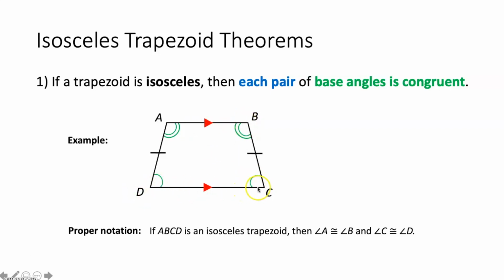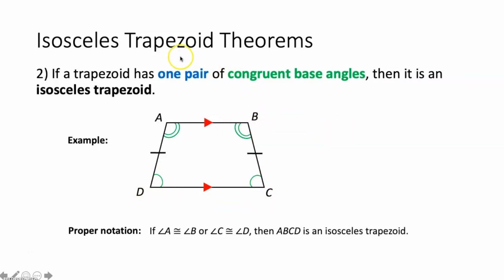Now, base angles are just going to be angles that have the same base as one of their sides. Remember, the bases in a trapezoid are the parallel sides, so that would be segment AB and segment DC. Angle D and angle C would be considered base angles because they both share segment DC as one of their sides. Angle A and angle B would both be considered base angles because they share segment AB as one of their sides. And this is saying if the trapezoid is isosceles, meaning that the legs are congruent, then each pair of base angles is also congruent. So angle A must be congruent to angle B and angle D must be congruent to angle C.